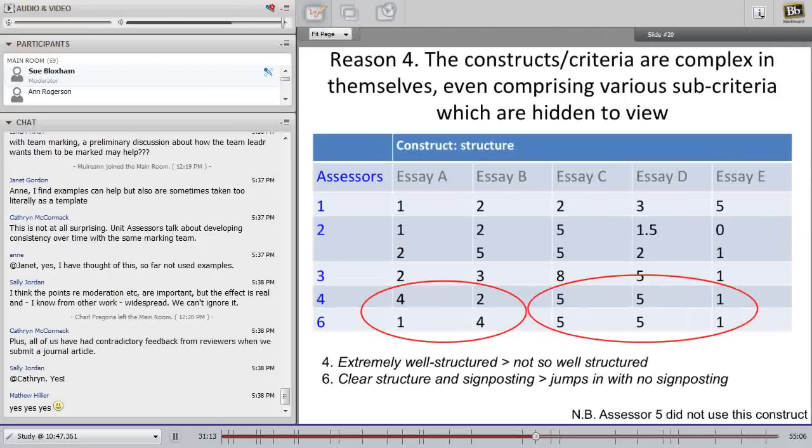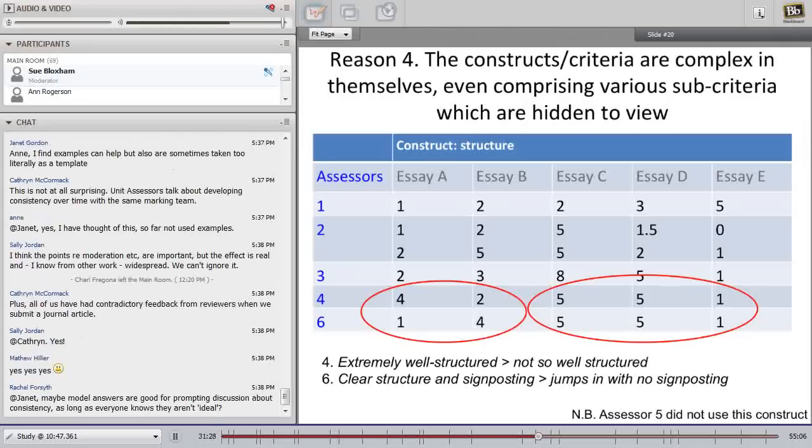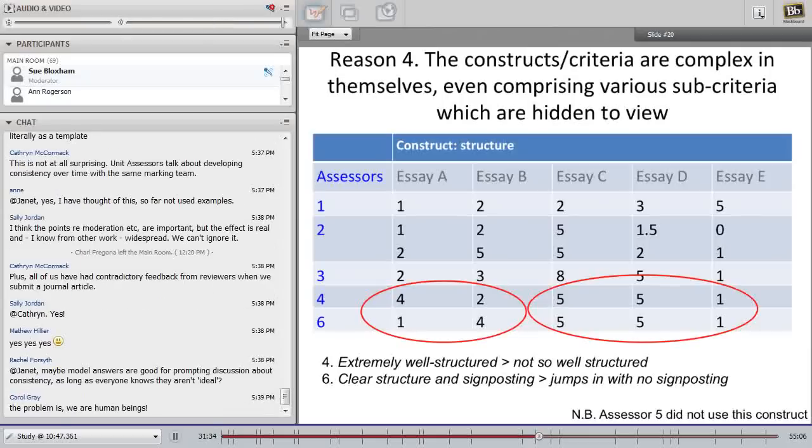The fourth reason is that the constructs or criteria are complex in themselves. Although, in this case, the construct was structure, we might offer the students a criterion that the assignment must be well structured. When we started to look at how the lecturers looked at structure, we found that there was some variety.